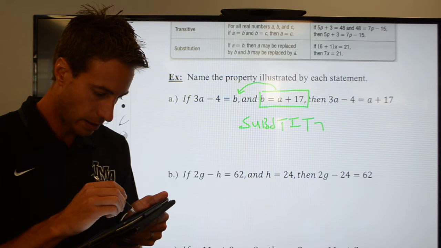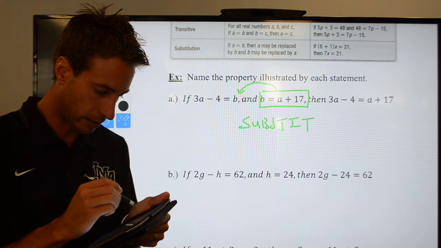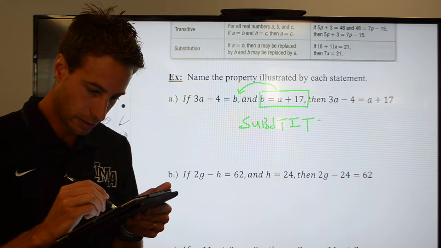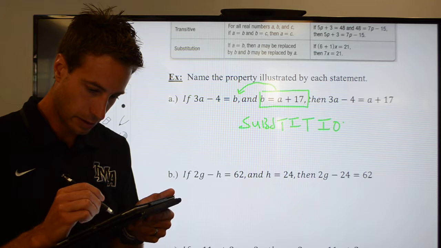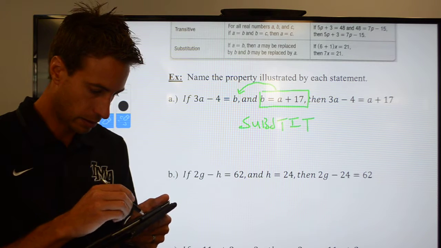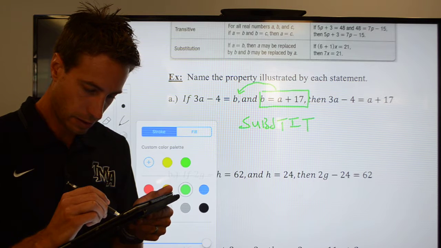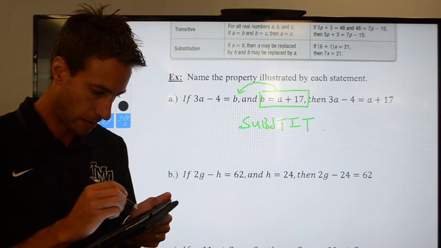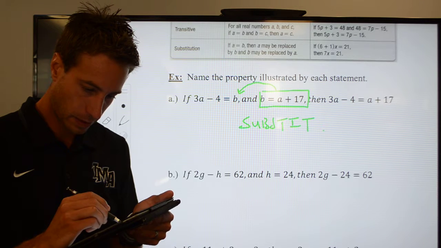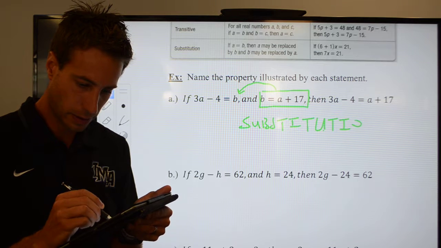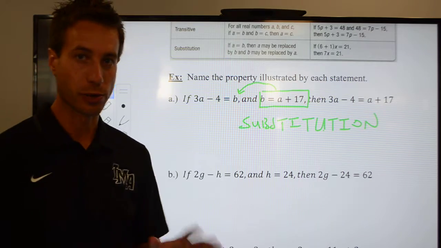Oh my goodness, my pen is not writing correctly. Oh, I'm missing my U. Start over. There we go. Wasn't quite sure if we were going to make it there for a second.